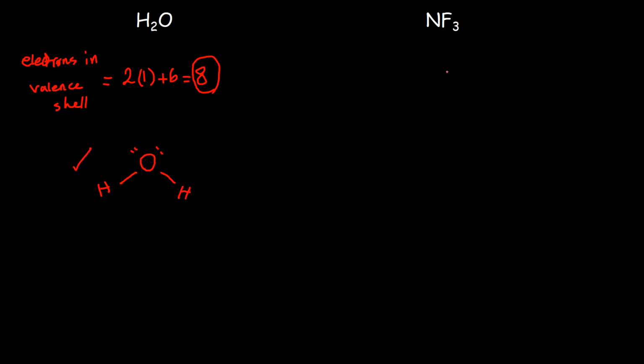Let's go to the next molecule, NF3. Again, the first step is to find the total electrons in the valence shell. So we have nitrogen in group 15, so it has 5 electrons in its valence shell, plus we have fluorine in group 17, which has 7 electrons in its valence shell, so it's 3 times 7, so all together 21 and 5, 26 electrons.